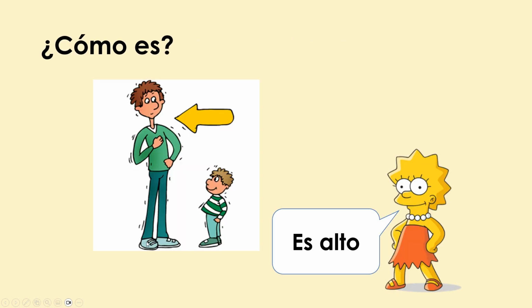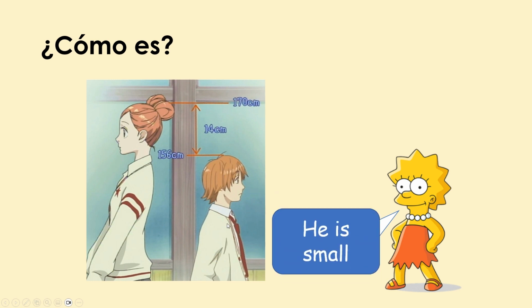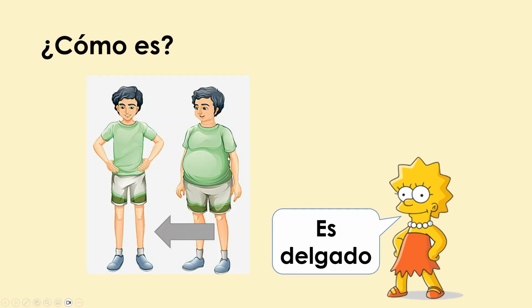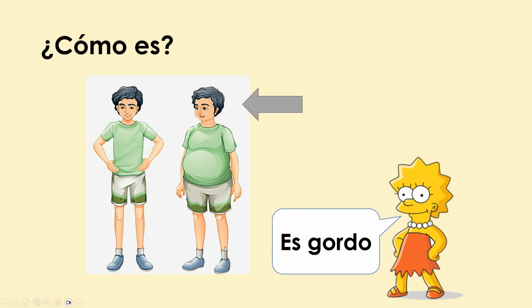So, ¿cómo es? Es alto. He is tall. Repeat after me. Es alto. Good. Next one. We're looking at this person here. Es bajo. Repeat. Es bajo. He is small or short. Okay, we're pointing to this person here and we're saying es delgado. Delgado. He is thin or slim. And now we're pointing to this fella here to say gordo. I'm sure you can guess the opposite.